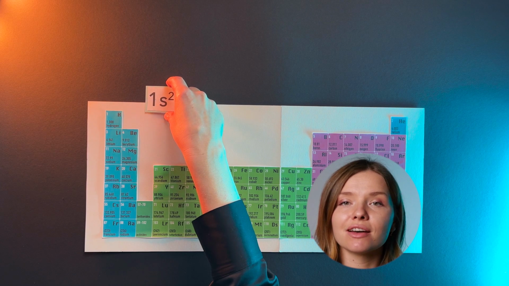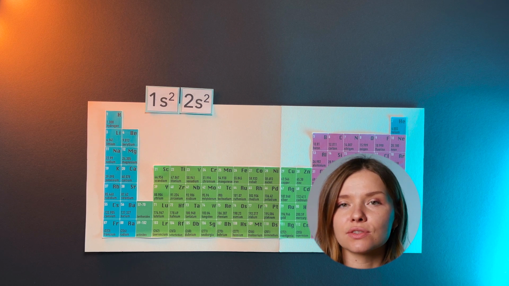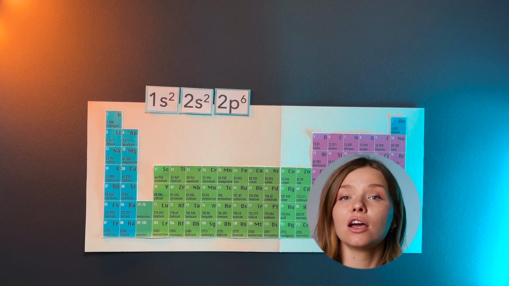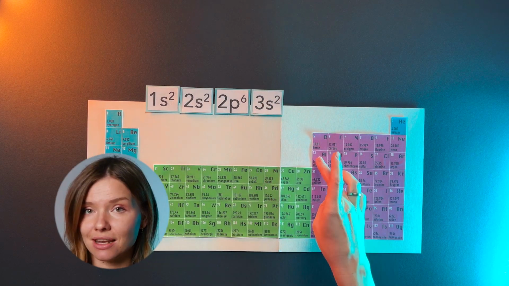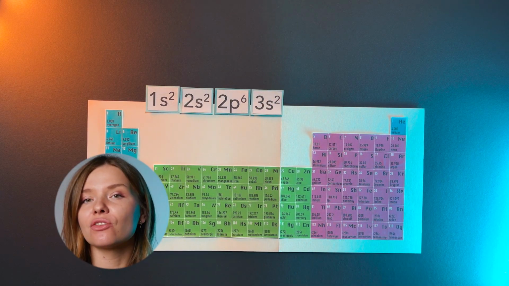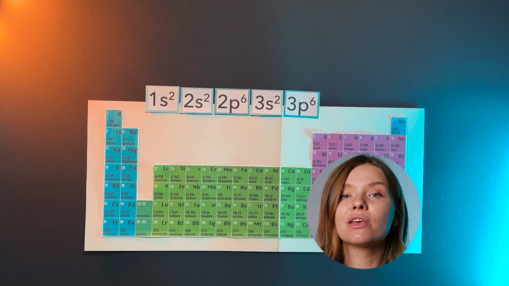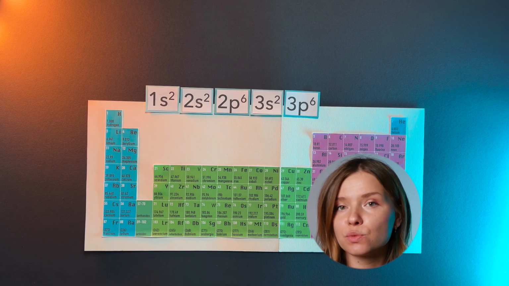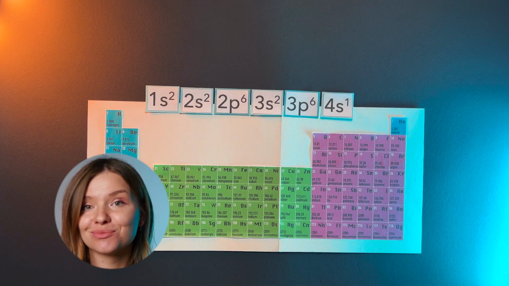Now potassium. Again, we start with the beginning of the periodic table. The first period gives us 1s2, then 2s2, 2p6 for the second period. In the third period there are 2 s elements and 6 p elements. So this way we get 3s2, 3p6. At the end we see that potassium is the first element in the fourth period, so we need to add 4s1. And that's it.